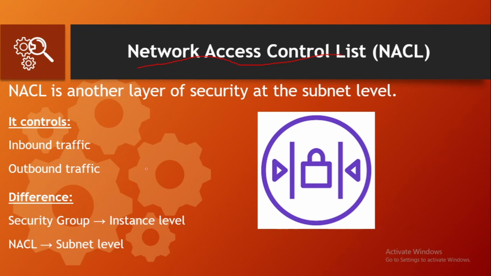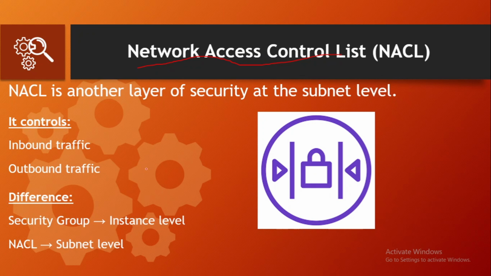Let me explain this in a very simple way. Imagine a building. First, there is security at the building entrance, and then there is security at each individual room. In AWS networking, it works in a similar way. The network ACL acts like security at the entrance of the subnet, and it checks the traffic before it even reaches your EC2 instances. If the traffic is allowed by the network ACL, then it moves forward toward the instance. After that, the security group checks the traffic again at the instance level. So basically, AWS gives us multiple layers of protection.